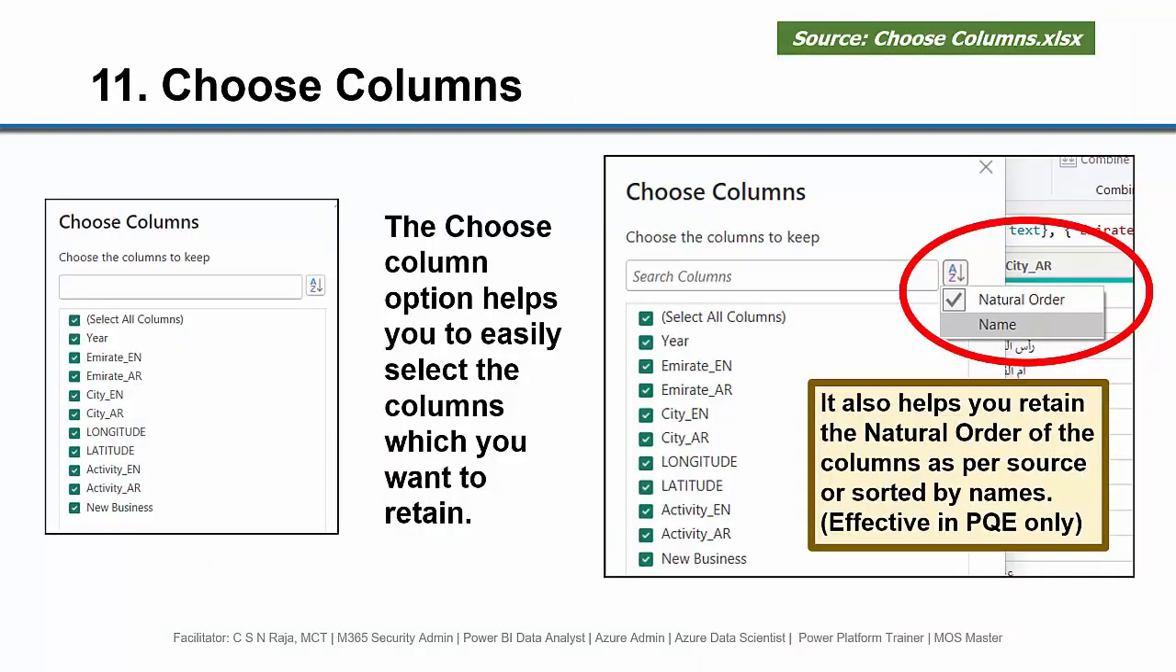We need to know about an option called choose columns that helps you to easily select the columns which you want to retain once you upload data from a source. Choose columns can also help you to sort the columns within Power Query Editor either in the natural order or based upon the names of the column headers.